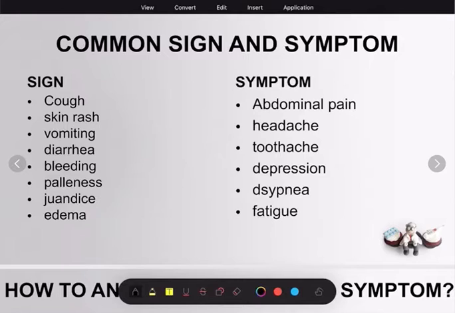So, what are the common signs and symptoms? Common signs are cough, skin rash, vomiting, diarrhea, bleeding, paleness, jaundice, and edema. I told you that a sign is an observable thing that as a healthcare provider you can observe from your patient, but a symptom is subjective. You cannot observe symptoms from the patient, but he will tell you, like abdominal pain, headache, toothache, depression, dyspnea, and fatigue. Those are the symptoms.